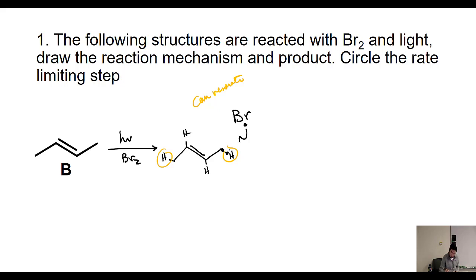What I'm going to do is I'm going to come in, make a bond. I have 2 electrons with hydrogen. The hydrogen carbon bond is going to donate one of its electrons. The other one's going to end up on the carbon. So what I get is this. Okay. So this is a resonance structure. So I can resonate.